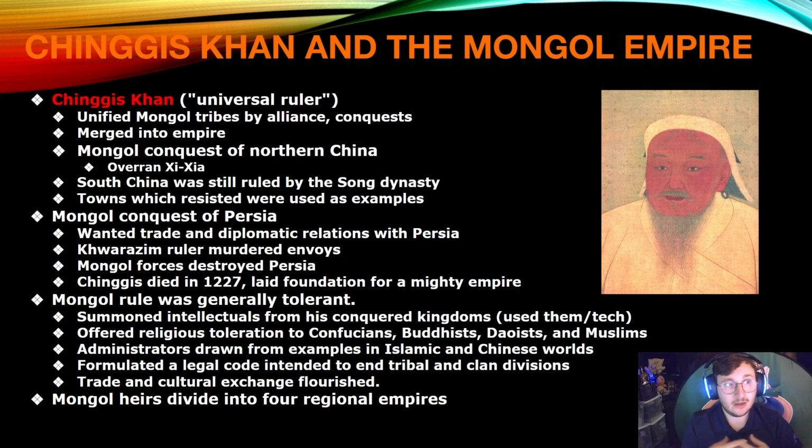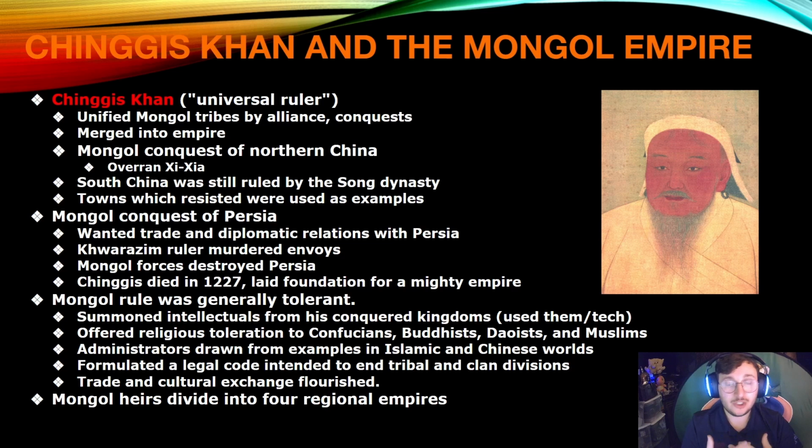Now, the Mongol conquest of Persia or the Middle East, they didn't want to conquer Persia. They wanted trade and diplomatic relations with Persia, but a sultan of the region, Khwarazm, he murders the envoys, which is a big no-no. And the Mongol forces wipe out Persia and destroy it. Like towns, cities, whatever, it's just gone. Chinggis Khan does die in 1227, and he lays the foundation for a mighty empire.